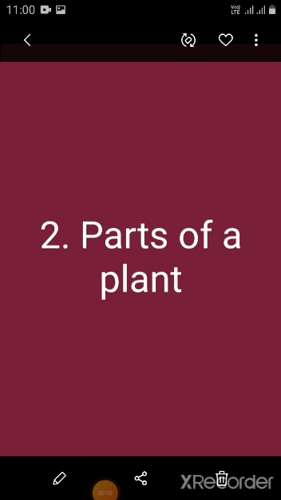Today we will start the second lesson, parts of a plant.